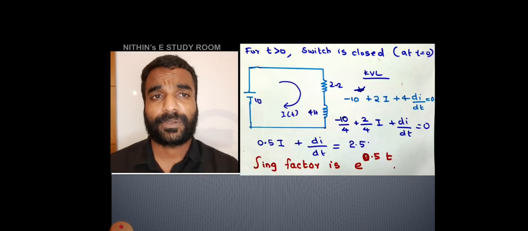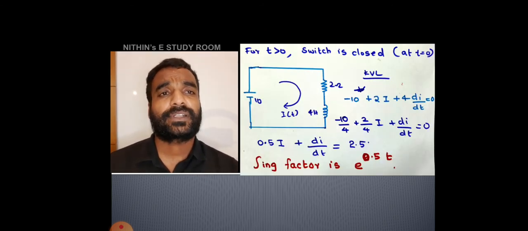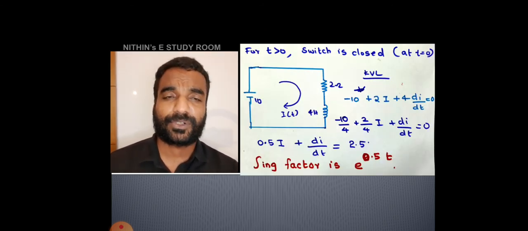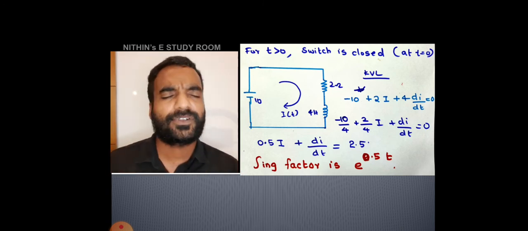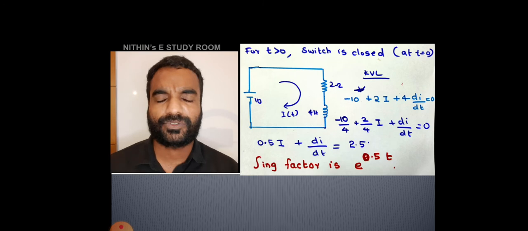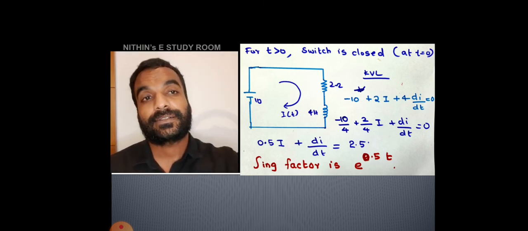That is already known. Now, for t greater than 0, the switch is closed. Actually, the switch will be closed at t is equal to 0 itself. Generally, for t greater than 0, anyhow, the switch will be closed. You are writing KVL in this direction.